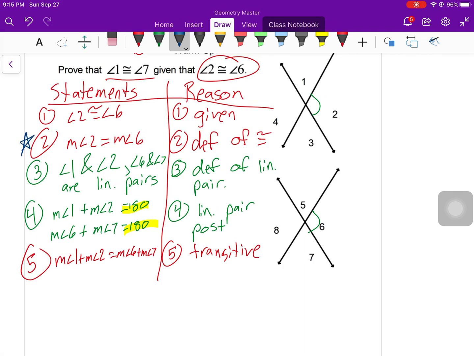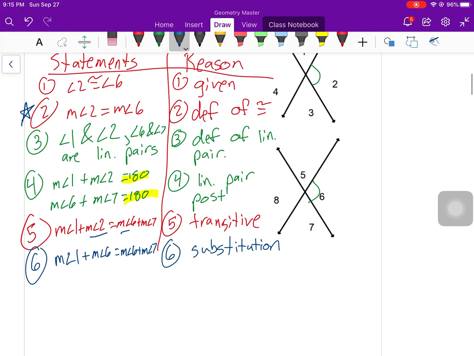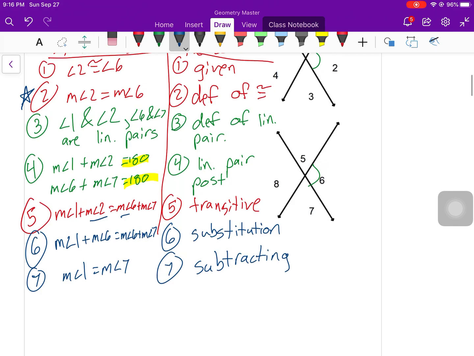And now this is where we use what we found in step 2. You can replace either the measurement of angle 2 or the measurement of angle 6, one or the other. Ultimately, it does not matter. You'll have the measurement of angle 1 plus the measurement of angle 6 equals the measurement of angle 6 plus the measurement of angle 7. That one has to be the substitution. And now we are going to solve algebraically to get the measurement of angle 1 equals the measurement of angle 7 by subtracting. You could write subtracting, subtract, subtraction; they all mean the same thing.